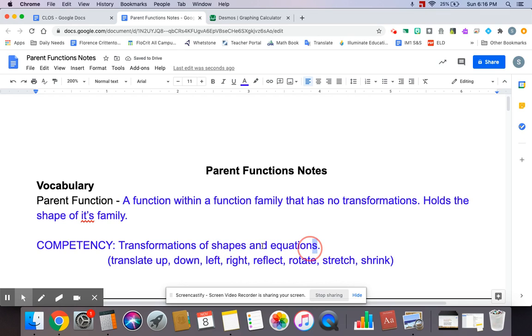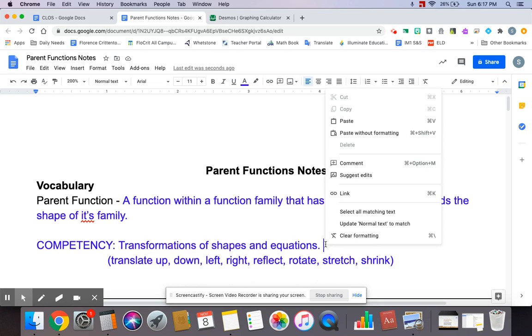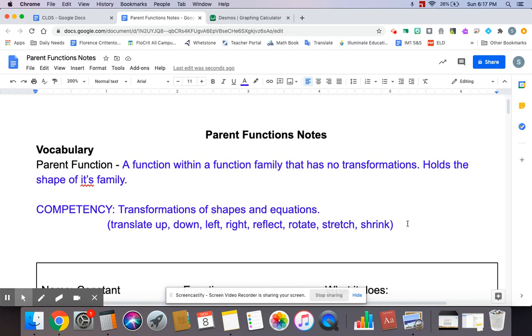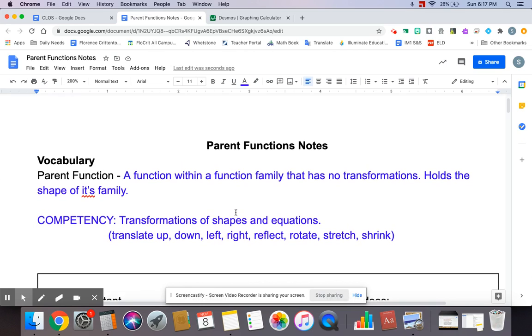Remember, equations, depending on which function family they belong to, will make a different shape, because each family has its own shape on the graph. And so if, when you graph something, it makes a shape, you can transform any shape, which means you can transform equations too, because equations make shapes when you graph them. So they want you to be able to do this to any type of shape or equation.